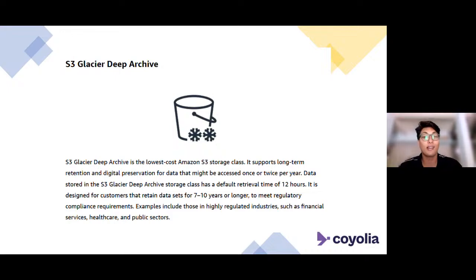Coming to Glacier Deep Archive, this is what banks or many hospitals and healthcare centers use. It comes a little cheaper than the previous version, I mean AWS Glacier Access. They give a time period of 10 to 12 hours of access, I mean 10 से 12 घंटा लगता है if you want to access your data.